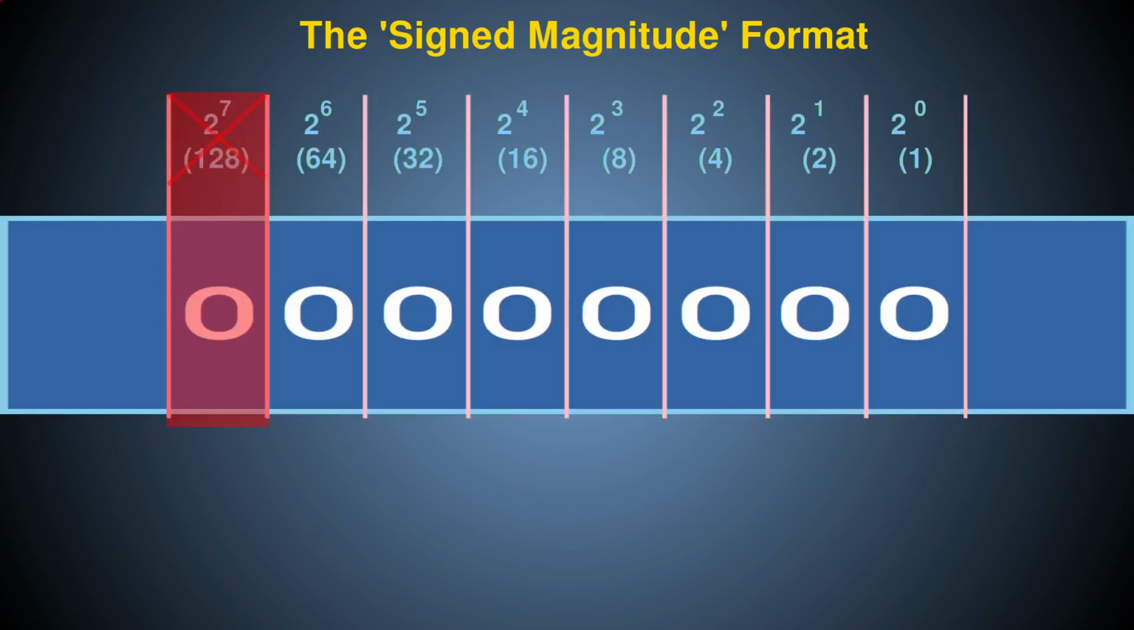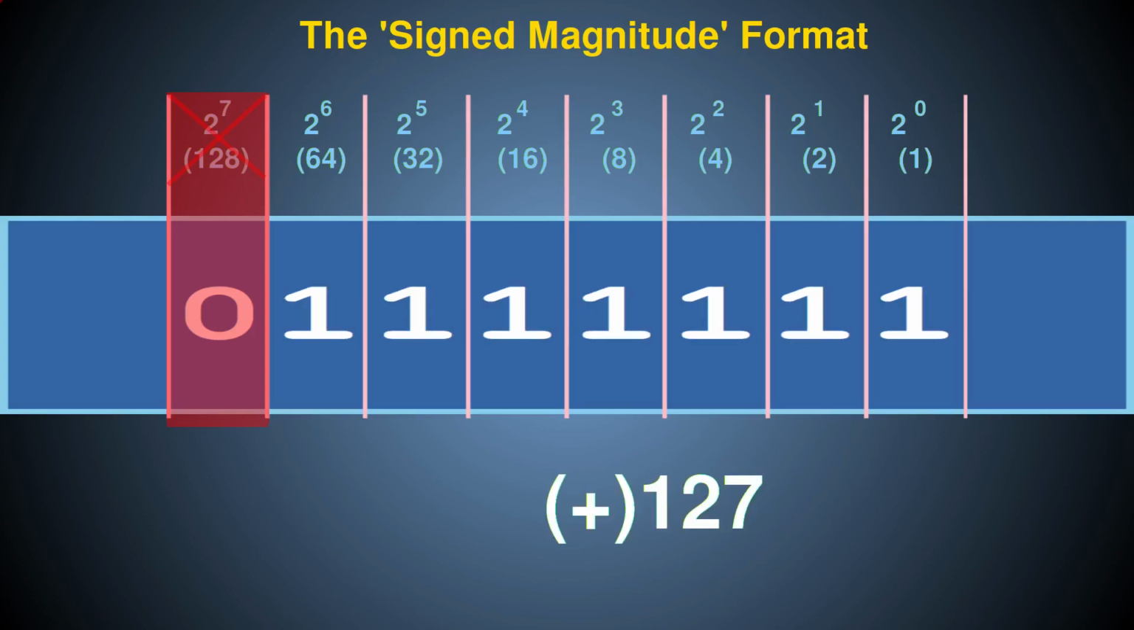Another problem with the signed magnitude format is that because we use the most significant bit solely as a sign indicator, we are not using the full range of 256 possible values that a single byte can offer us. Instead, we have 255 values, that is 127 positive values, 127 negative values, plus 0.